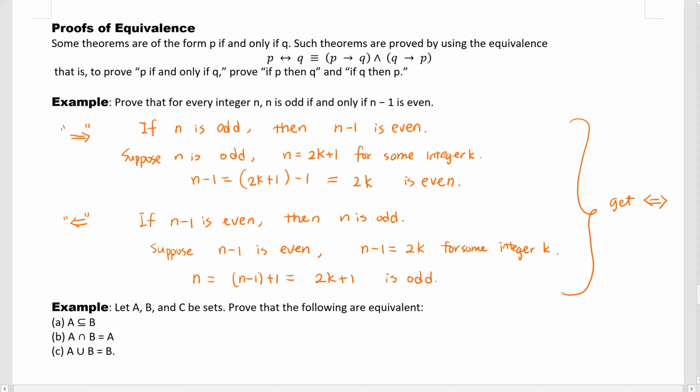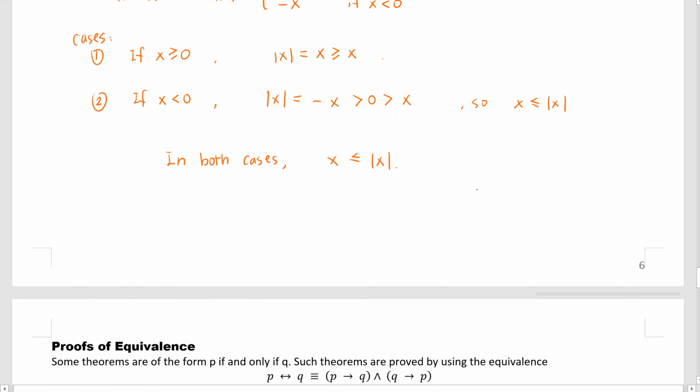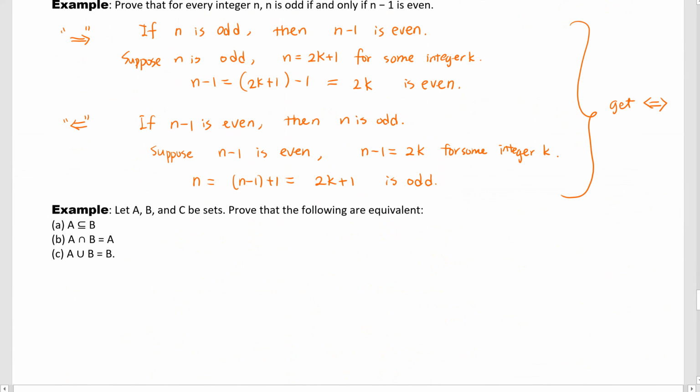Let's continue. So here I don't have enough space, but if you have more space, you should say therefore n is odd if and only if n minus 1 is even. It's good to write down the whole sentence. But I ran out of space, so I just put this here. Oops. Okay, let's continue.